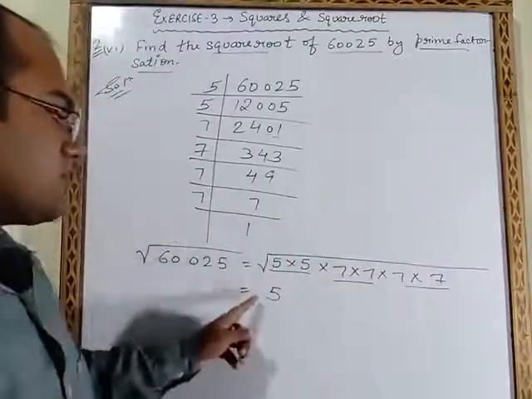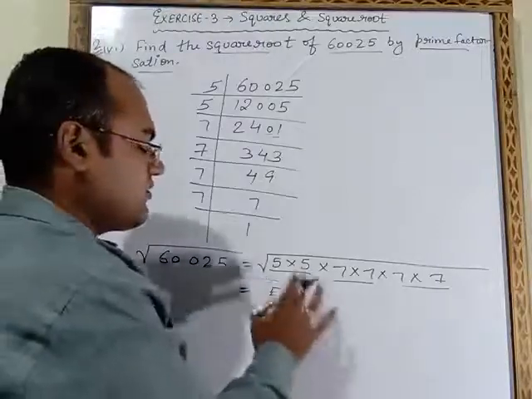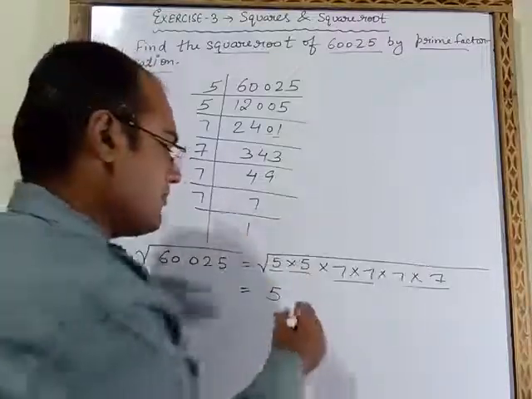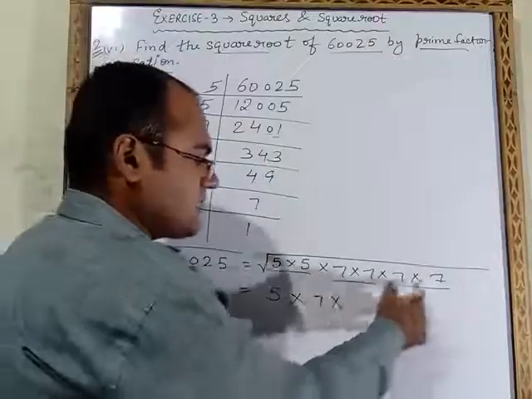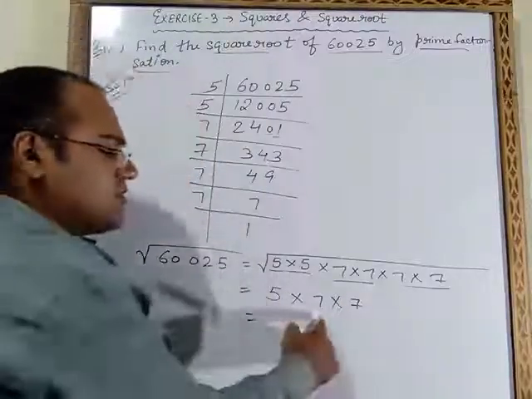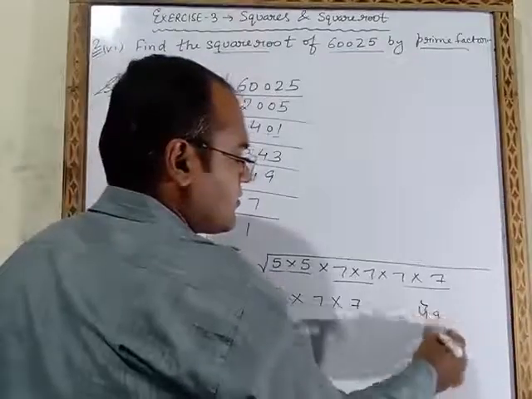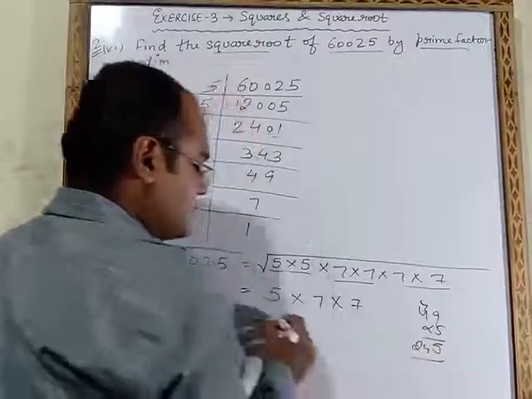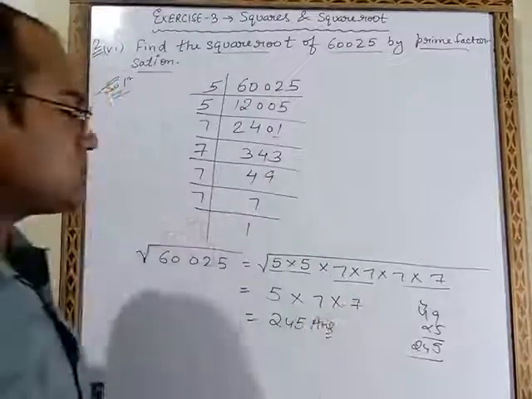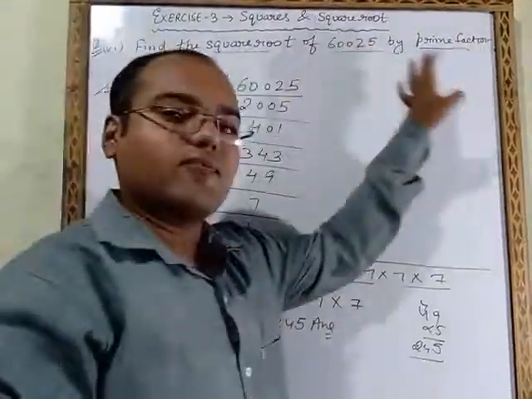Now we will not use the square root sign. When we remove the square root, these two numbers we have to write a single time. This one also a single time and this one also a single time. Now we will multiply these numbers. 7 7s are 49. 49 into 5, the answer is 245. So like this you have to do such questions in which you have to find the square root by the prime factorization method.